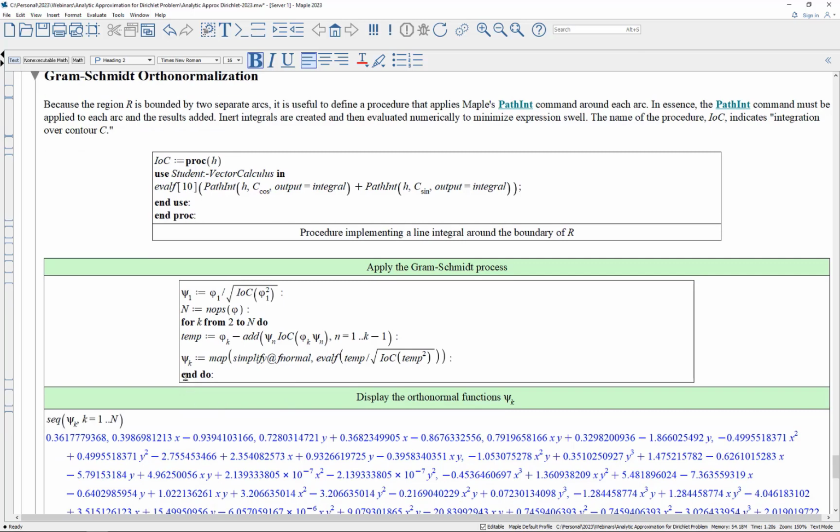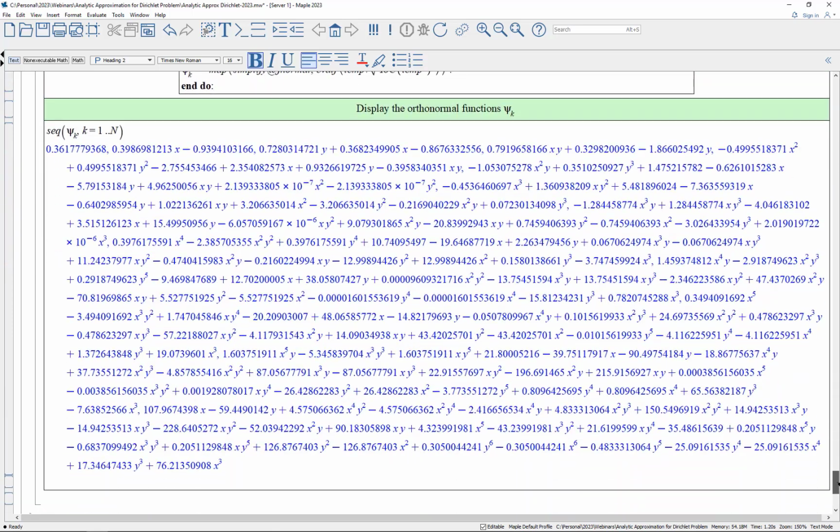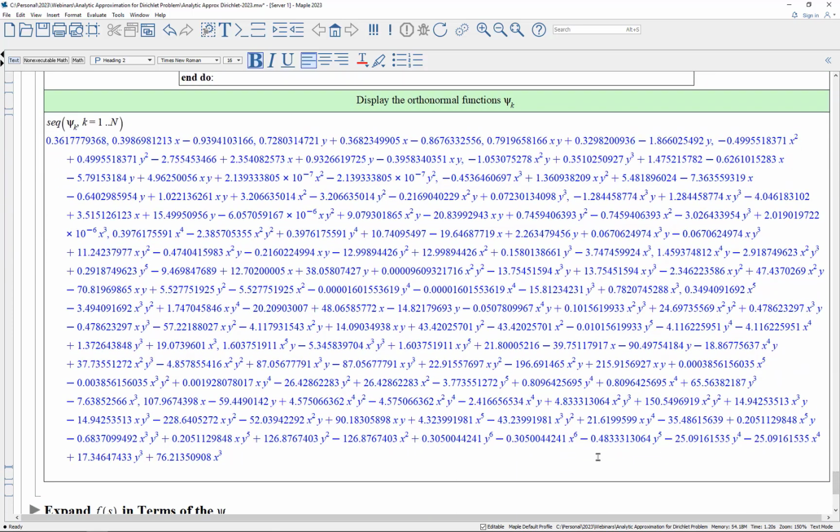Got the psi k's. You want to see what they look like? Here's what the psi k's look like. Formidable, simple in Maple. Would not want to have to do any of that by hand. So in a pencil and paper world, this is not a useful technique. You're not going to get high accuracy. You can't add more terms because the work is enormous. In Maple, it's feasible.